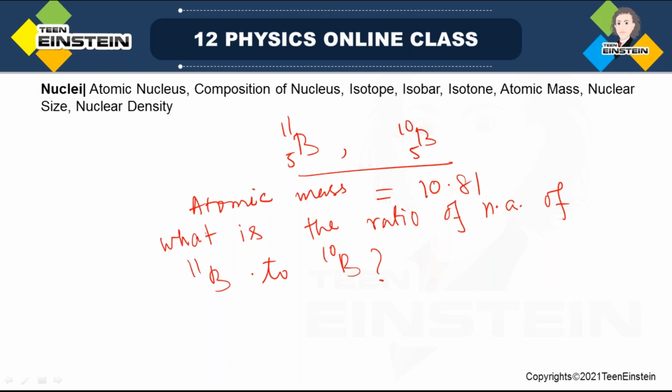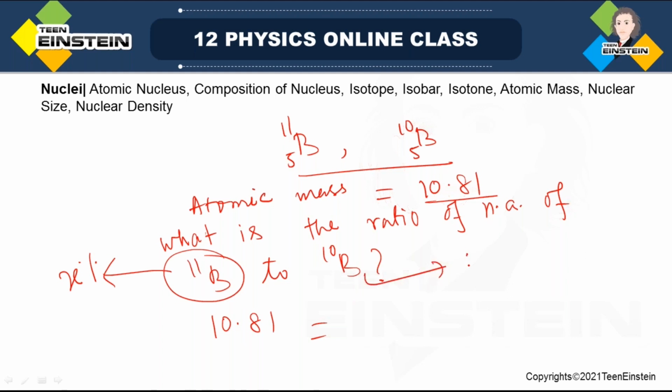To solve this kind of problem, what you have to remember is how you get average atomic mass. We know the average atomic mass for this is given. So suppose we take for B11 a natural abundance of x percent, then B10 will have 100 minus x percent, right? So we'll just assume and then find out the value of x. That's how you'll be able to solve this problem.